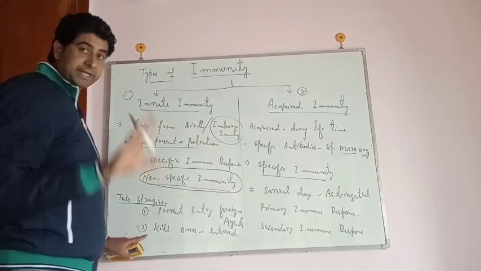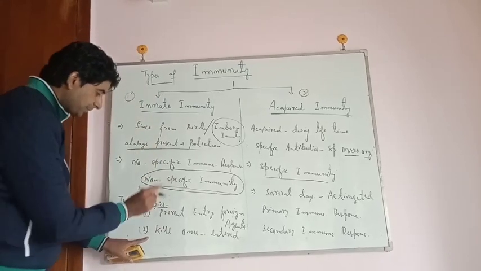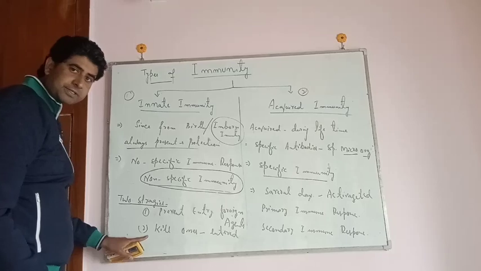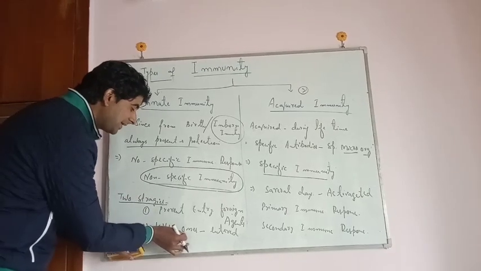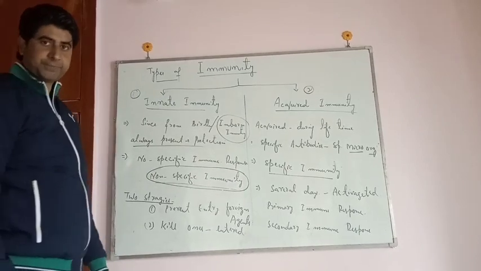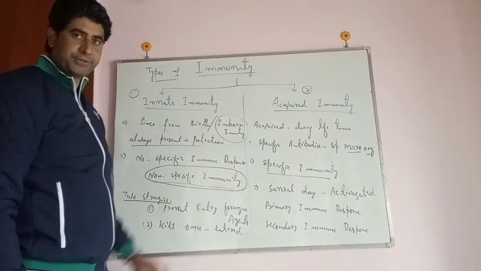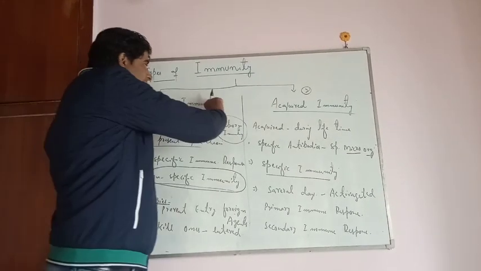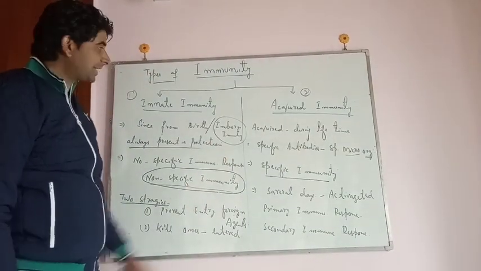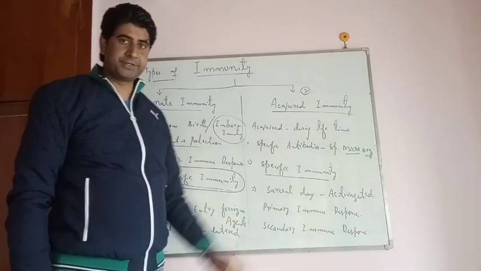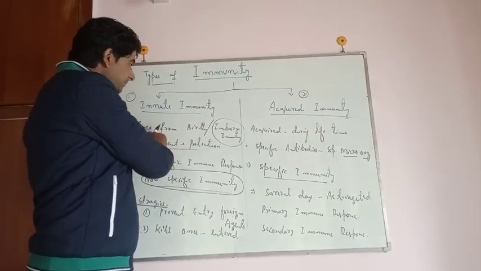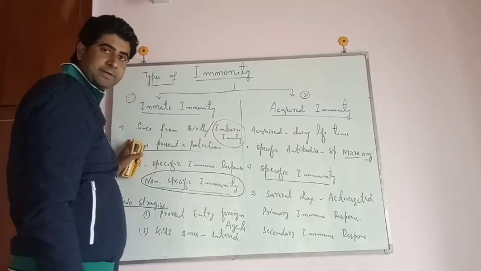That means it has adopted two strategies. First one, it prevents the entry of the foreign agents. Then next, it kills the ones which have entered in our body. So this is the innate immunity. Now moving towards the next type, that is the acquired immunity. Innate immunity means it is present since birth.